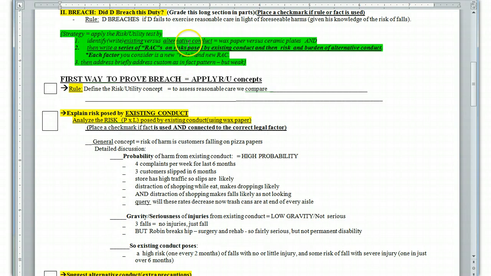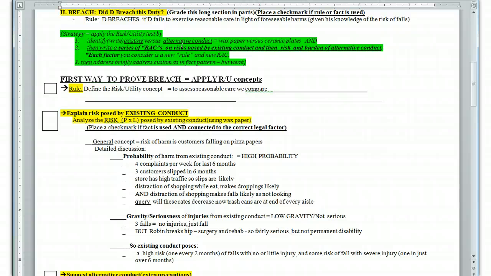First, identifying the alternative conduct. Here, the question gives you the suggested alternative conduct, because the question says that Marvin's motion argues that Robin is unable to prove that Marvin breached this duty by using wax paper. In addition, the fact pattern provides you information that the other alternative he considered was using ceramic plates. Therefore, your answer should focus on whether he lacked reasonable care in going with wax paper instead of going with ceramic plates and a seating area.